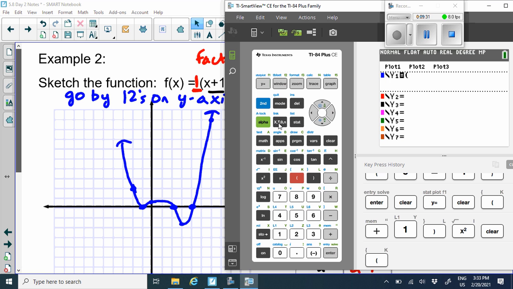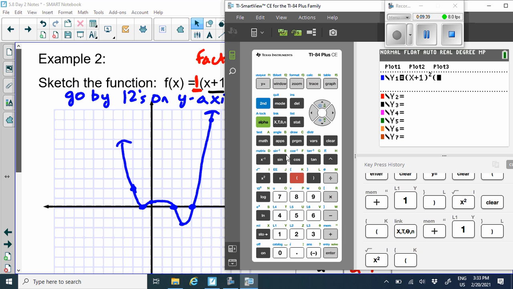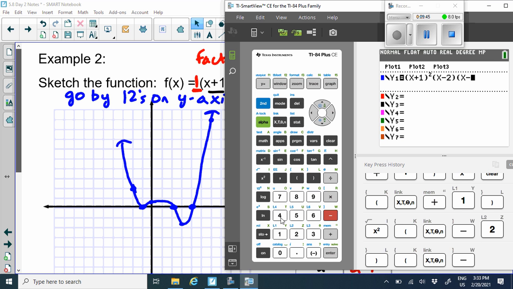So remember, the x is going to be right next to the alpha key, if you did not know that. So we have x plus 1 squared, then x minus 2, and then x minus 4. Okay, and we can just use this to double check that we kind of graphed this correctly. There is a possibility that we have to go back down, through, and again to make this look right.